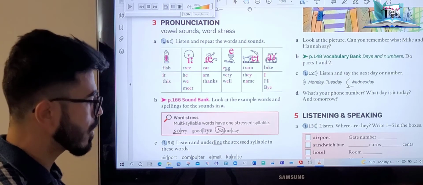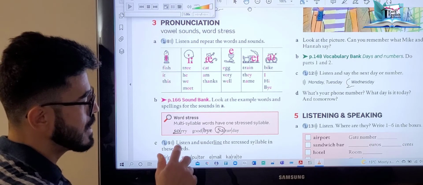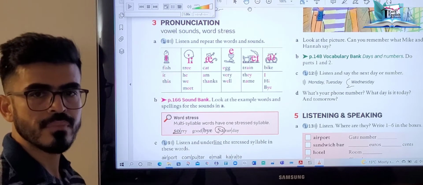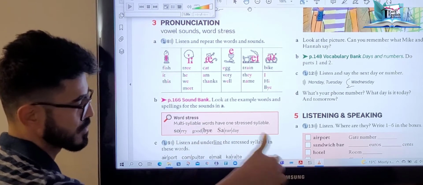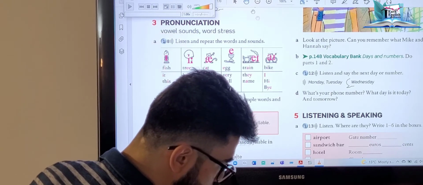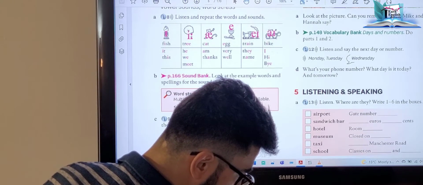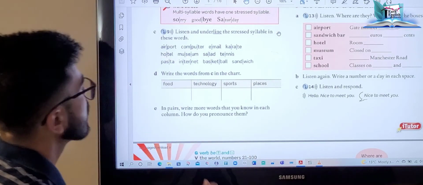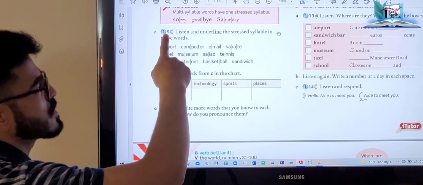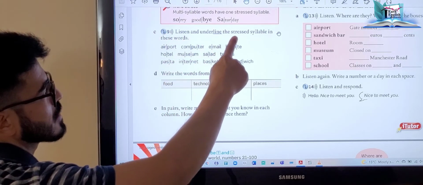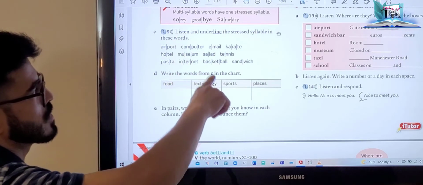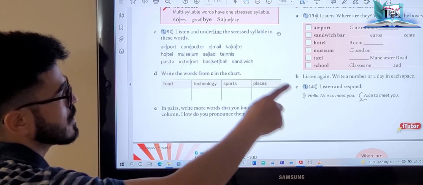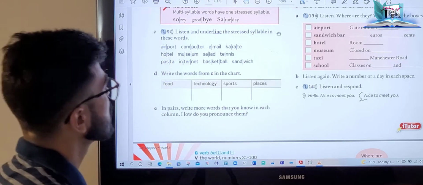Okay? That's nice. So let's come to listen and underline the stressed syllable in these words. Okay? Let's do this. I'm going to play 1.9, listen and underline the stressed syllable in these words. I'm going to play it and now you have to find out where the stress is in each word. Okay? 1.9.